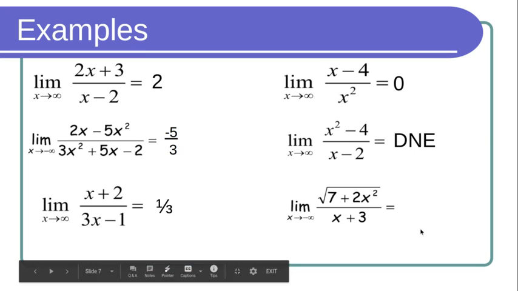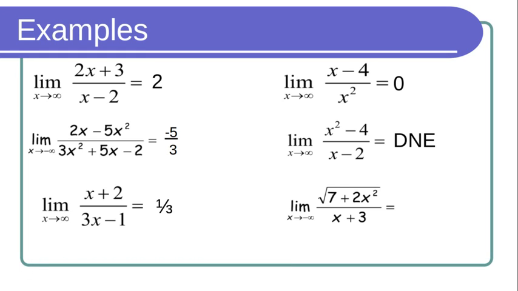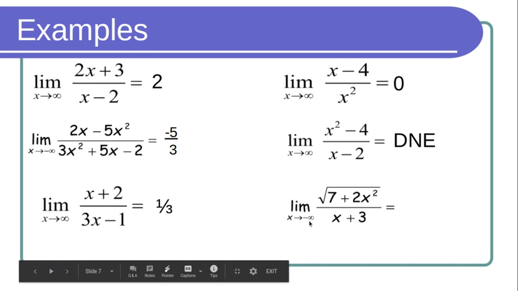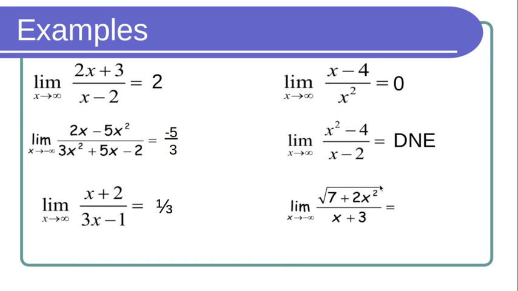And then for the last one, we have to think about this one a little bit carefully, because this is not technically a polynomial over a polynomial, because we've got this square root. But we can still use the same shortcut. Now we have to be a little careful. We're doing the limit as x goes to negative infinity. If we look at the highest degree term, which would be this, 2x squared, but it's inside of a square root. So the top would really be behaving as square root of 2x squared.